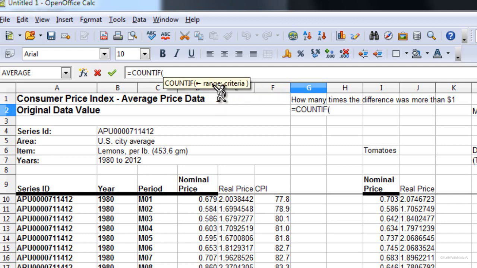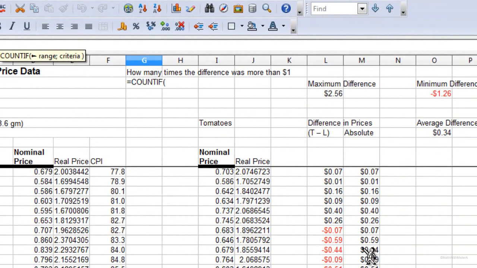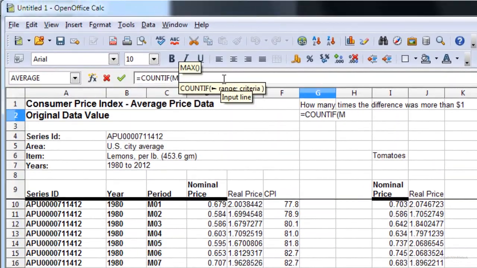This bubble is giving us hints about what information we need to put in. It's saying first you need to put in the range, so what numbers to look at. And we want it to look at the difference, the absolute difference, column M. So we're looking from M10 down to M405.